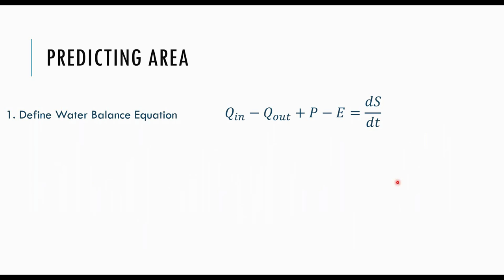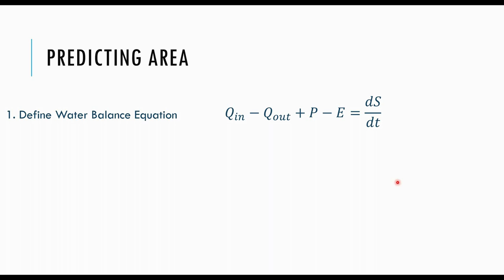Okay, defining the water balance equation. So here it's just some quick math, but hopefully it's fairly simple. Q here is discharge. So Q in is the flow in through the river coming into the Sudd from the south. Q out is what flows out to the north.